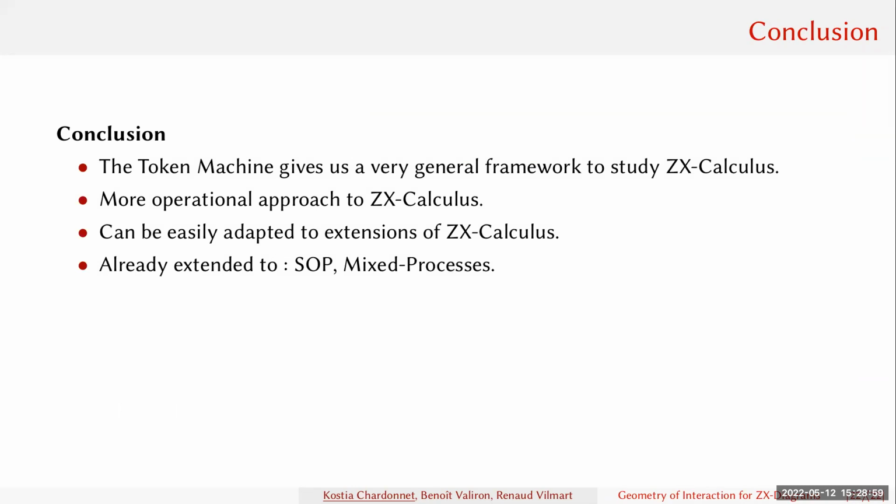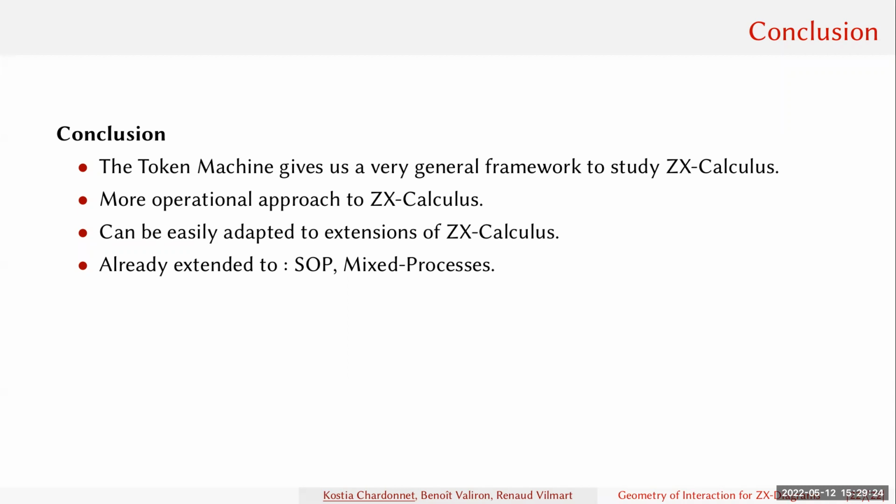So this concludes what we did for this token machine for the diagram. The idea is that we just wanted to have some kind of general framework to see the ZX calculus in a more local way. So we have just a local reweighting rule at each step. And it's a more operational approach to ZX calculus than just computing the usual standard interpretation.